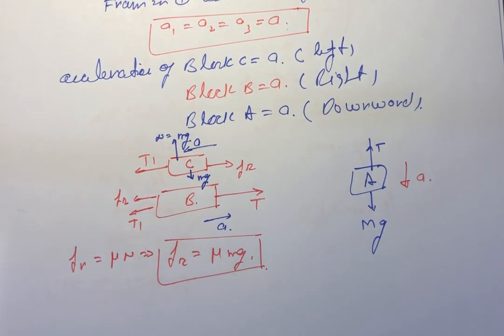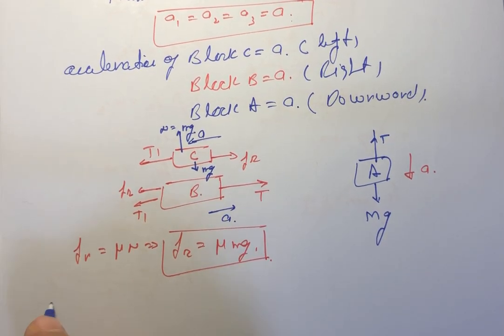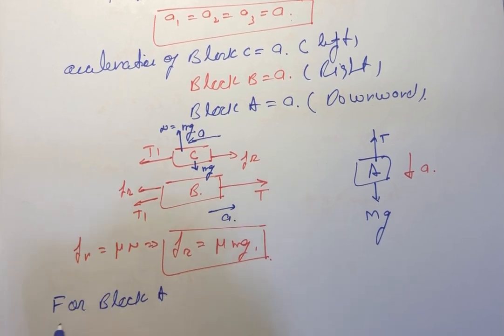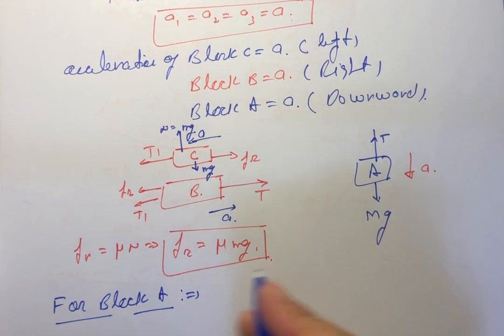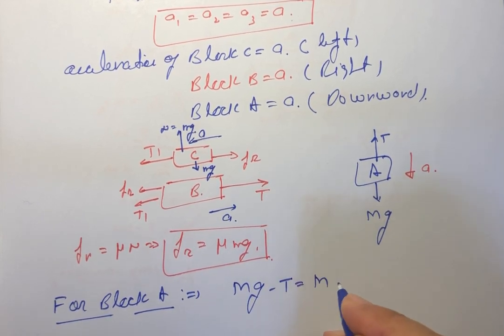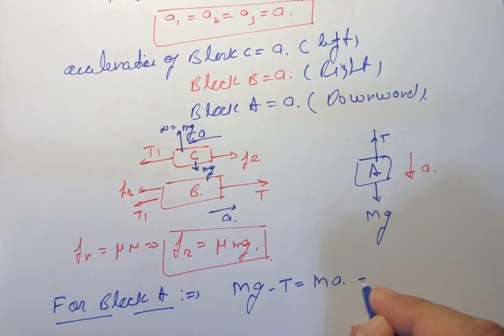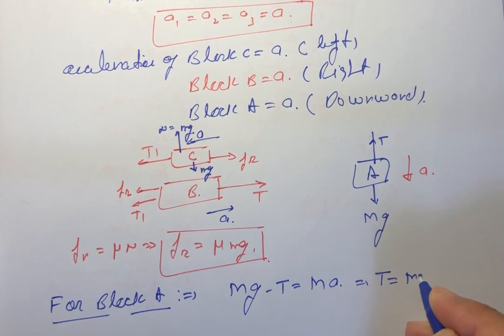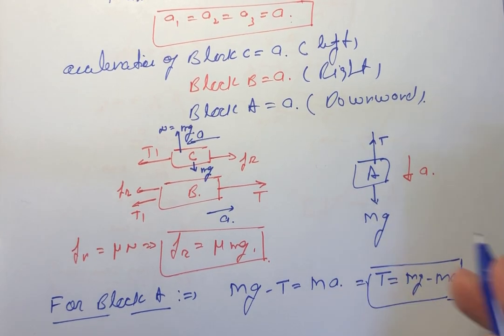Now we write the respective equations for each individual block. For block A, we write the equation as mg minus T will be equal to ma. From here we can find an equation for T. T will be equal to mg minus ma, and let us call this equation number 3.